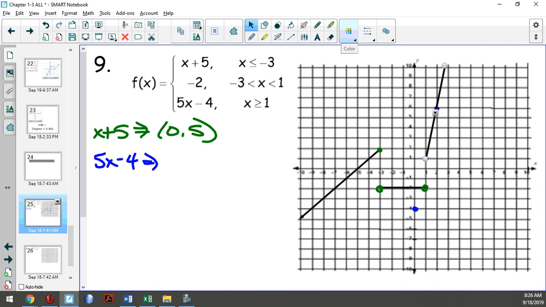When it's greater than or equal to 1. So I'm going to shrink that. And here's my question for you. Can it be -1? Or can it be +1? Sorry. Yes, so I'm going to have a closed dot there. Any questions over that graph? Okay, let's do number 10.